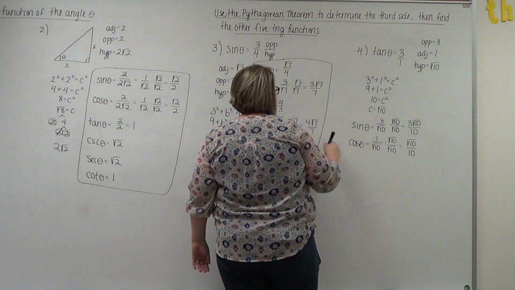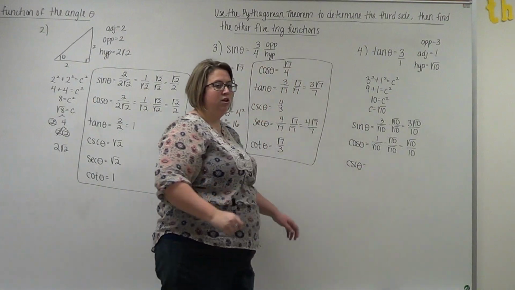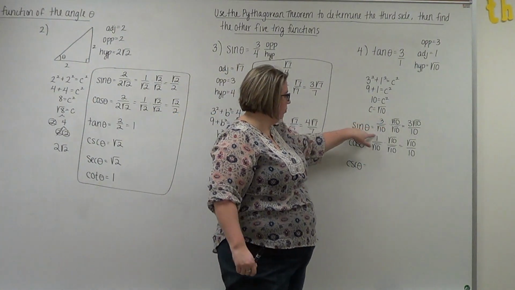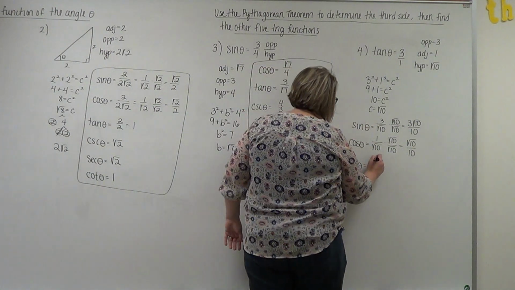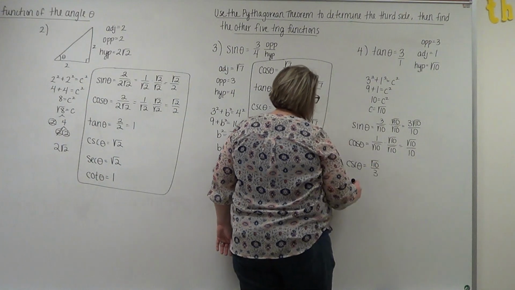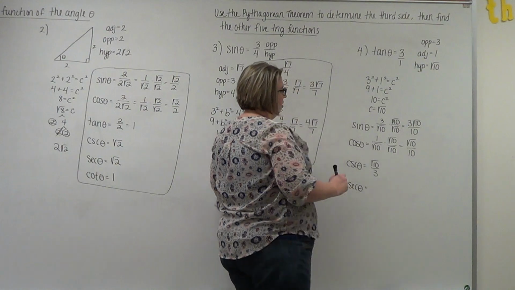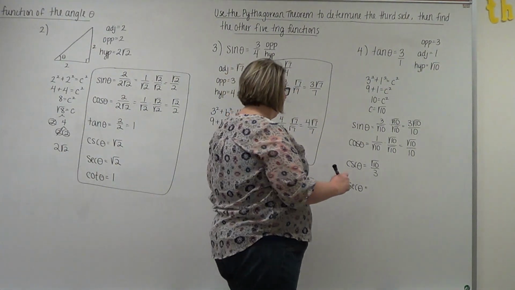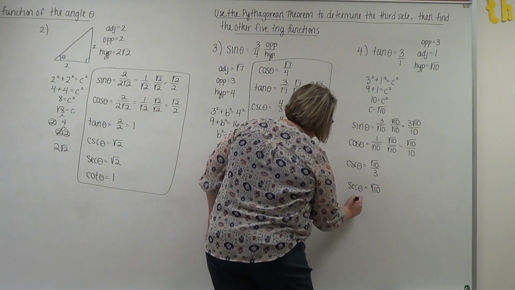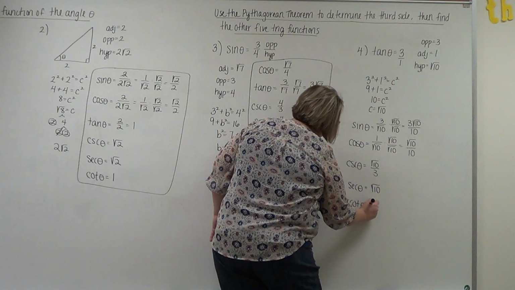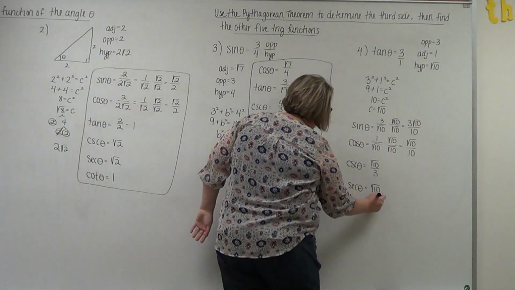Okay, I already have my tangent, so now I'm going to do reciprocals. So cosecant is the reciprocal of sine. So before I rationalized sine, I had 3 over square root of 10. So if I flip that, I have square root of 10 over 3. Secant is the reciprocal of cosine. So if I have 1 over square root of 10, if I flip that, I have square root of 10 over 1, which is square root of 10. And then cotangent is the reciprocal of tangent. So tangent was 3, reciprocal of 3 is 1/3.